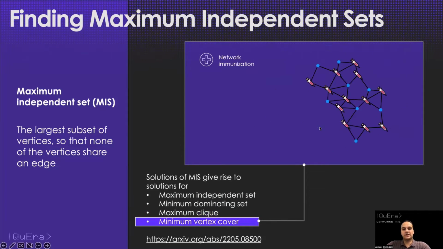Finally, the minimum vertex cover is something that can be applied as a strategy to immunizing a population or a social network to minimize pandemic spread. If you immunize every node in the minimum vertex cover, the remaining nodes form a maximum independent set and cannot spread the disease through the network.